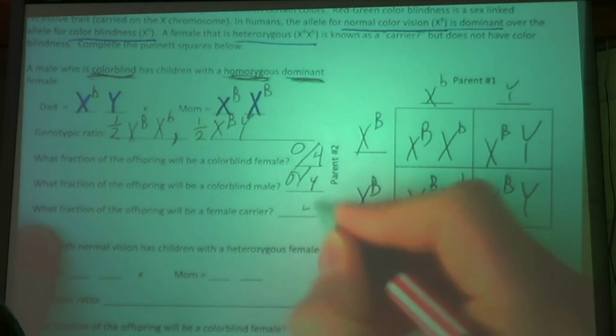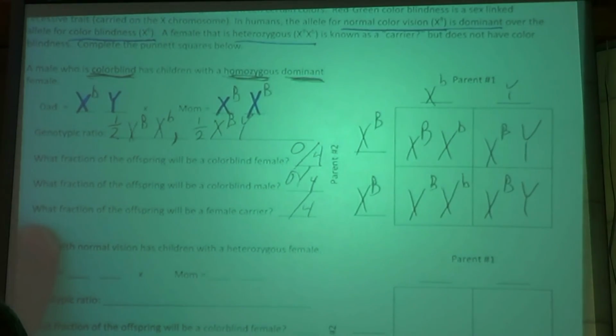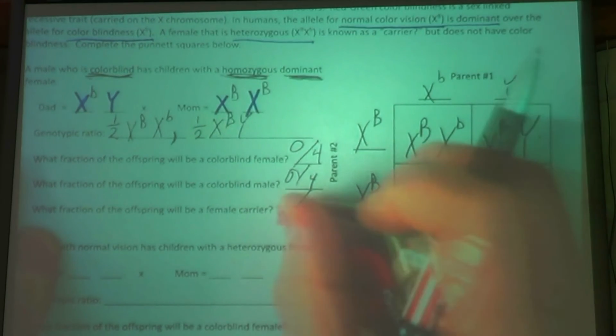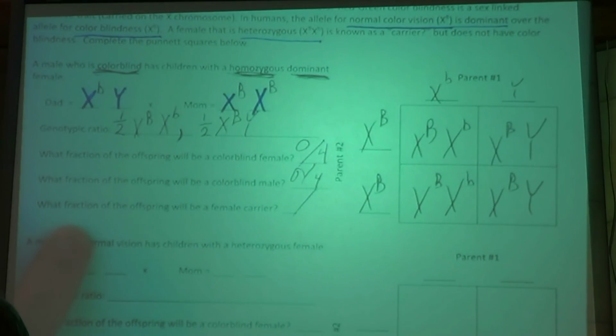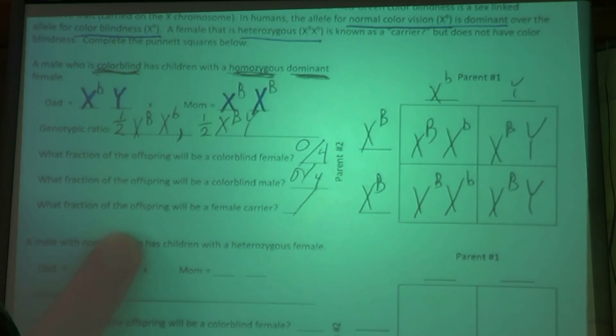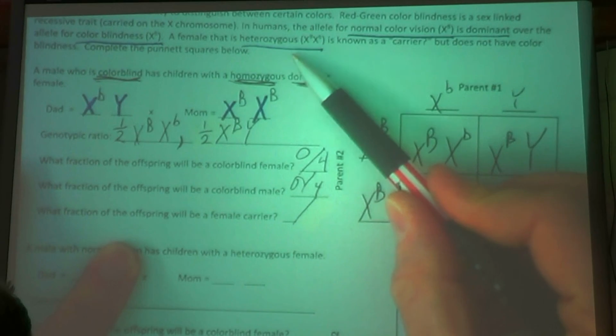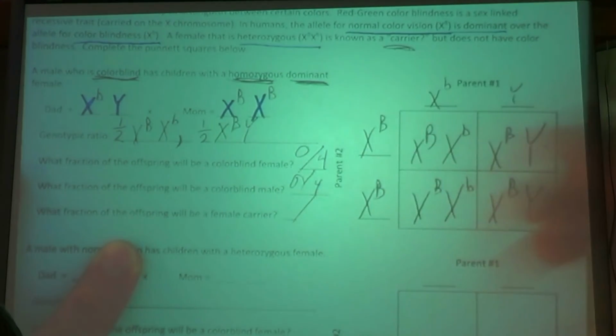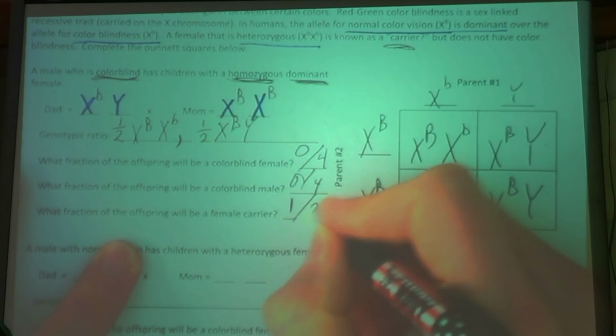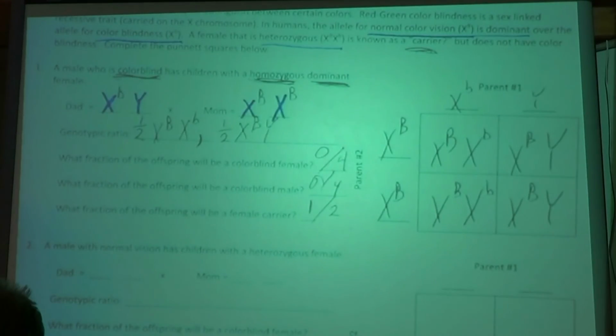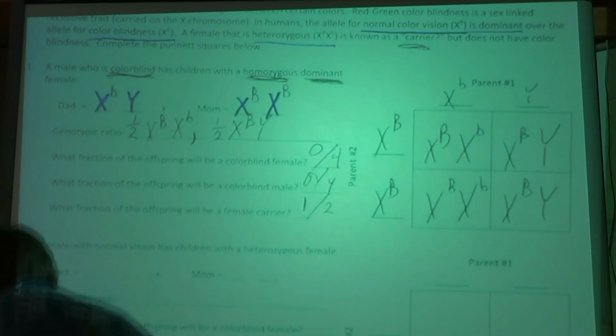Out of the four, how many are going to be a female carrier? Carrier is another way to say heterozygous, right? Two. So two out of four, or we can reduce that fraction to 1/2. And that's what I'm asking you to do.